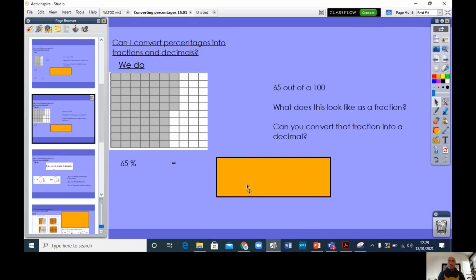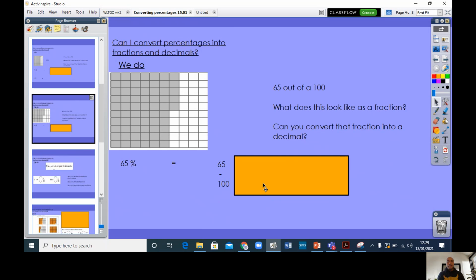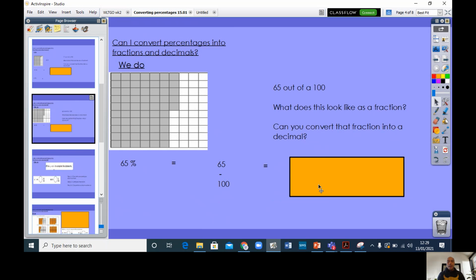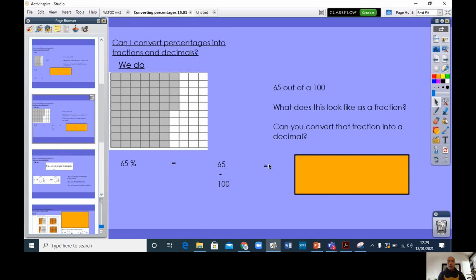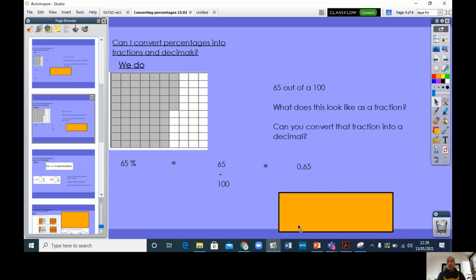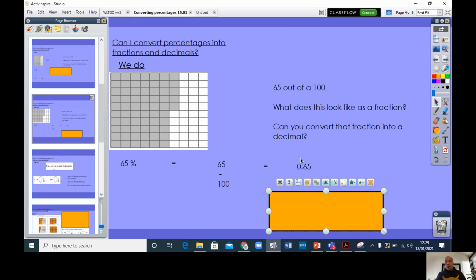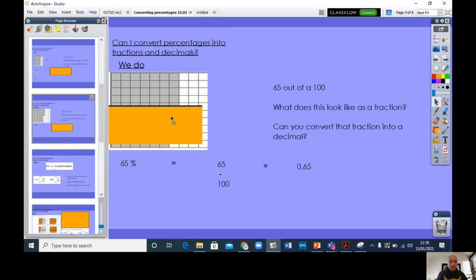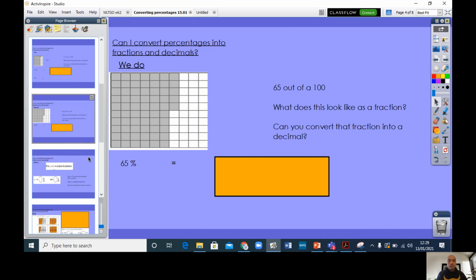Hopefully you've seen that it's 65 out of 100. That is our fraction. And then we are looking at our decimal. If I did 65 divided by 100, I'm moving 2 spaces to the right, and my answer is 0.65. Remember, my number has gone into my hundredths column, and so it is now out of 100. 0.65.